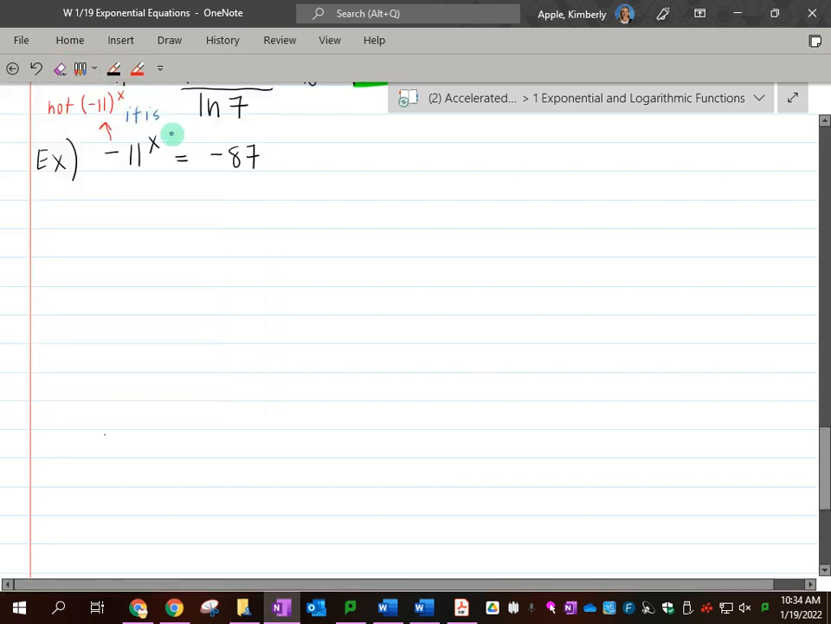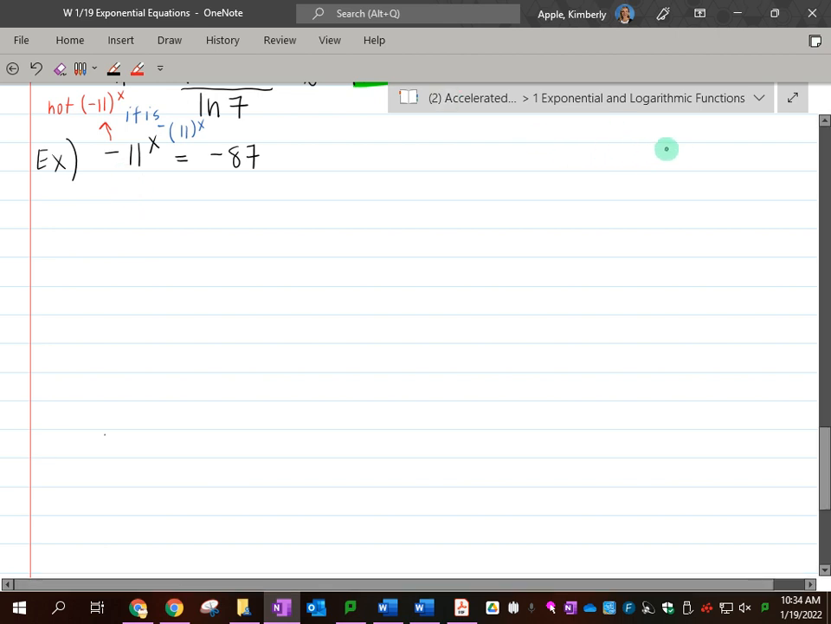It is 11 to the x with a negative out front. Do you see the difference? No? Yes. Okay. Why is it important that I know this? Can we have negative bases for exponentials? Do you remember that from the homework? We talked about this like a week ago.